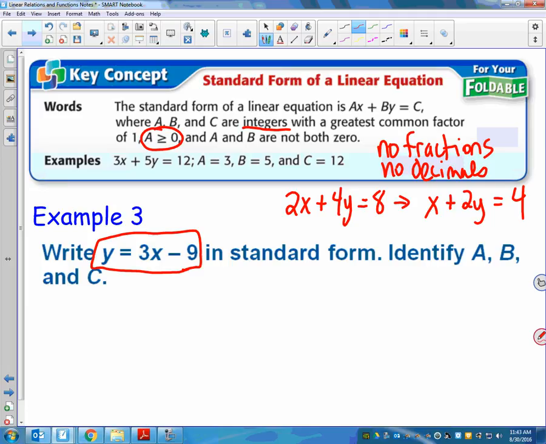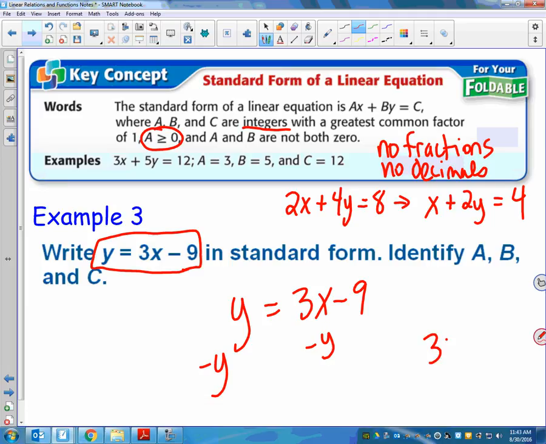So for me, on this one, I'm going to leave that 3x right there. But I know I need to move the y over here. So how could I move the y over here? I'm just going to subtract it. Right? So I'm not solving anything here. I'm just moving x's and y's around. So I'm going to subtract y over here. It's up to you if you show the work or not.